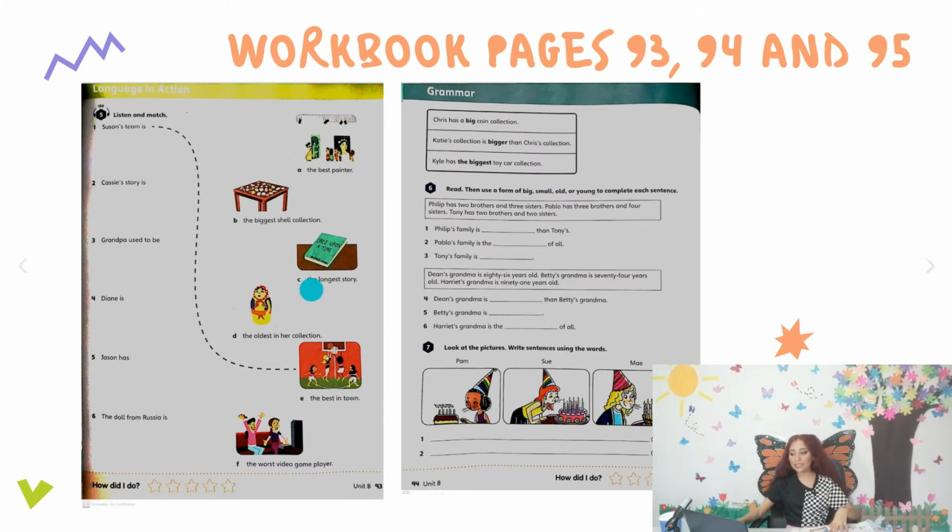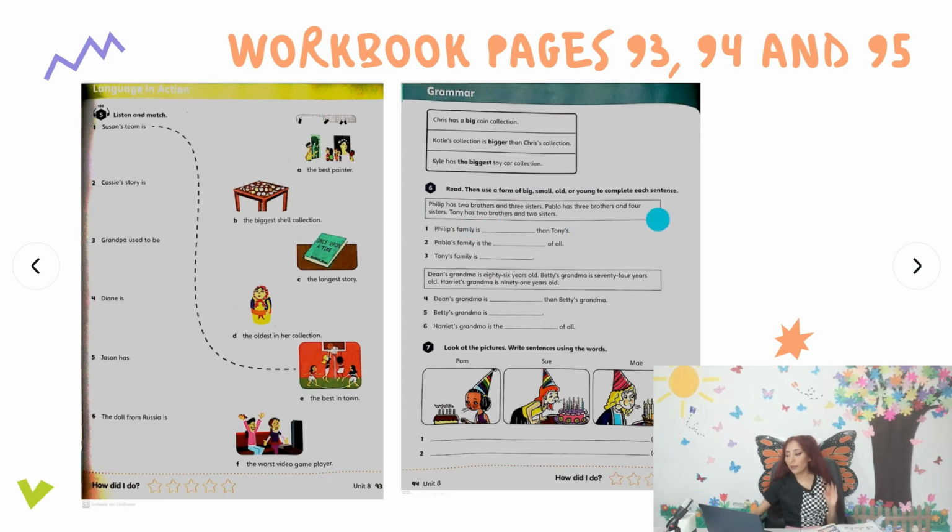So, activity 6, read, then use a form of big, small, old, or young to complete each sentence. We're going to use the adjectives big, small, old, or young to complete the sentences, but we need to use them in the correct place. Let's say, Felix has 2 brothers and 3 sisters.